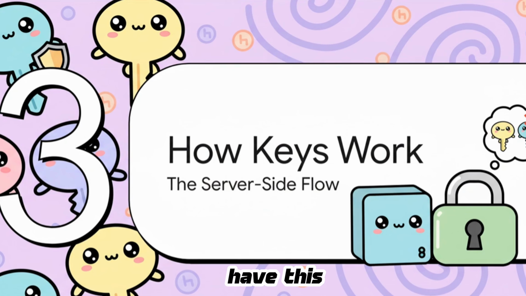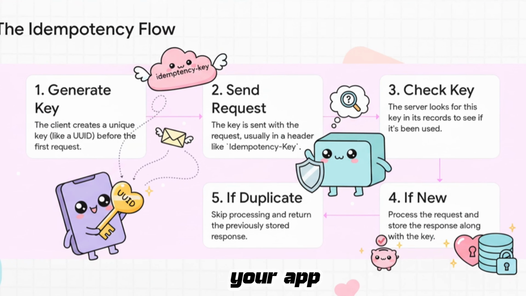Okay, so we have this key, but how does the server on the other end actually use it to stop those duplicates in their tracks? Let's follow a single request on its journey and see exactly how this works. All right, step 1, your app creates a totally unique key. Step 2, it bundles that key up with your payment info and sends it off, usually in a special header.